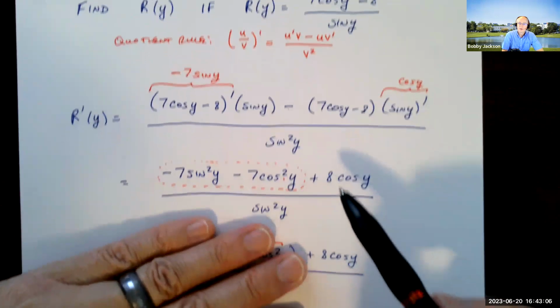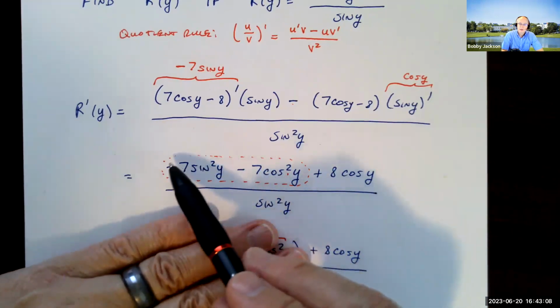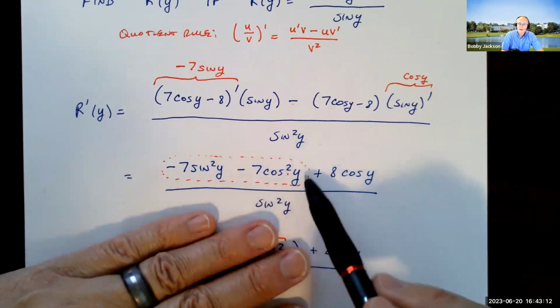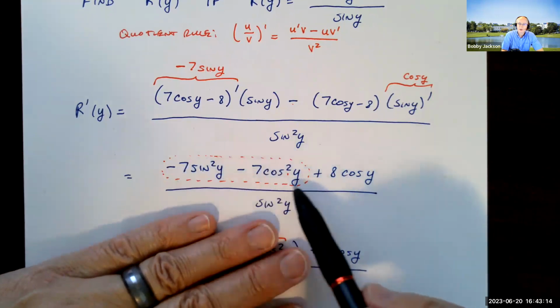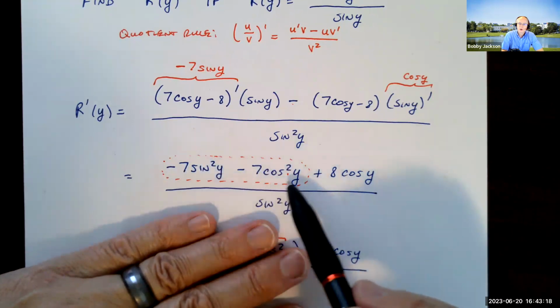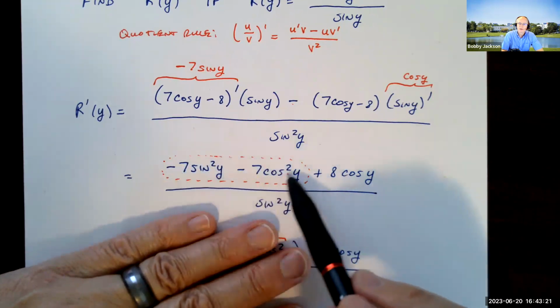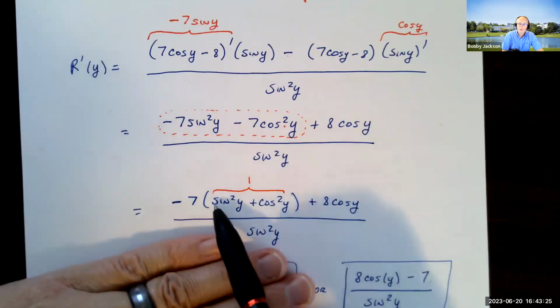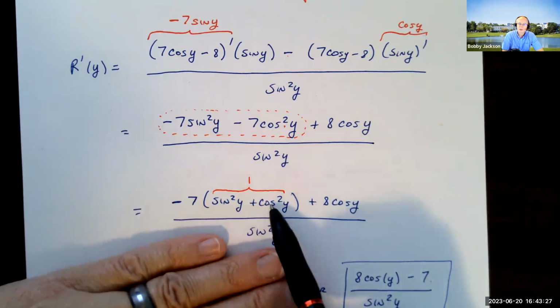So this is the derivative, but I've circled this because there should be something here that catches your eye. Is there something we can do to simplify right here? I hope you see it. Notice both of these have a common factor of -7. And when I factor that -7 out, what am I left with? Sine squared y plus cosine squared y.